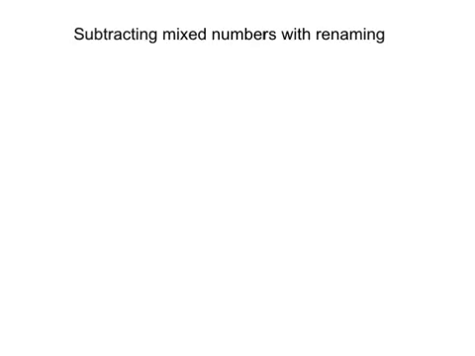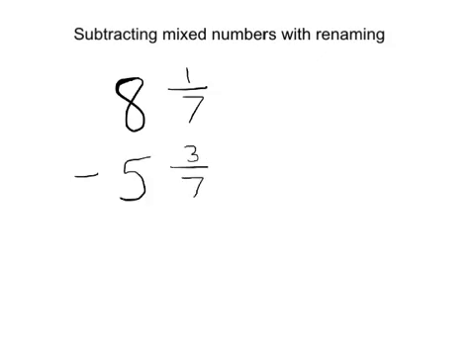So in this lesson we are going to look at subtracting mixed numbers with renaming. So here's an example we're going to start off with. We're going to look at 8 and 1/7, take away 5 and 3/7. So the big problem here is that if you look at this fraction here, the numerator is smaller than the denominator in the fraction. So you cannot take away 3 from 1.